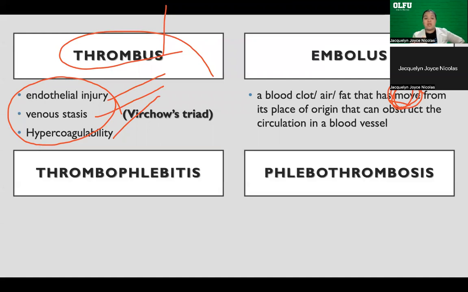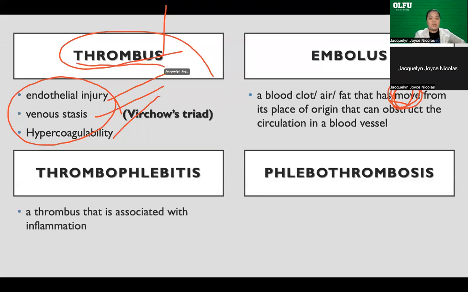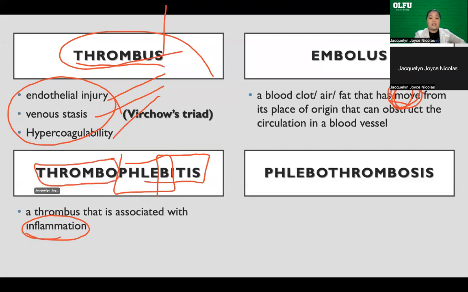Okay? Nagmo-move siya. Now, when we talk of thrombophlebitis naman, it is thrombus that is associated with inflammation. Again, tandaan nyo you have your itis. Phleb pertains to the blood vessel. Thrombo, it pertains to thrombus. So, ibig sabihin, it is thrombus that leads to the inflammation of the blood vessel.